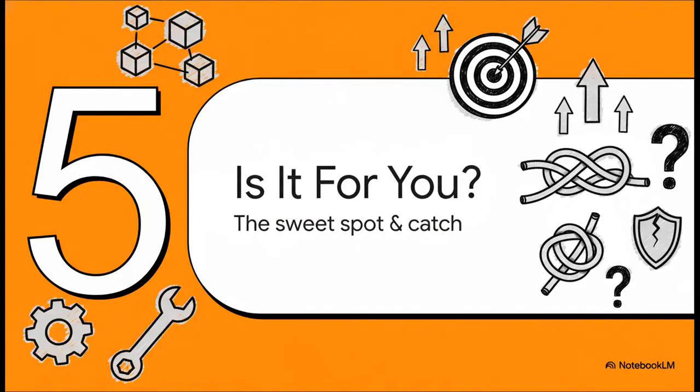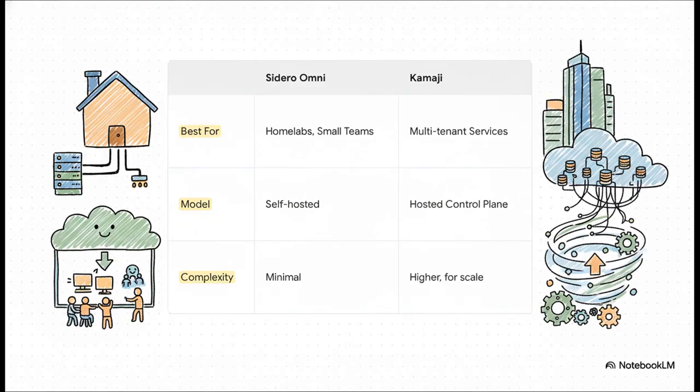Now, of course, no tool is the perfect solution for every single person or every single problem. So let's talk about where this setup really shines and what the potential catches might be. For things like a home lab, a small team, or a pre-production environment, this Omni and Proxmox setup hits a real sweet spot. It's super minimal and easy to manage. If you're running a massive multi-tenant cloud service, you'd probably look at something more heavy-duty like Kamaji, which is built for that kind of scale, but it also comes with way more complexity.